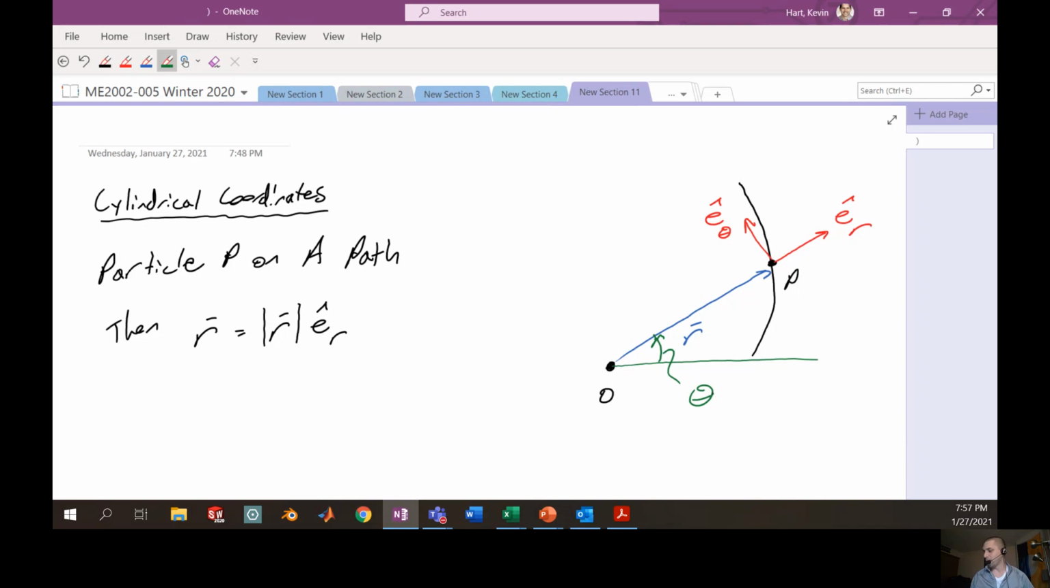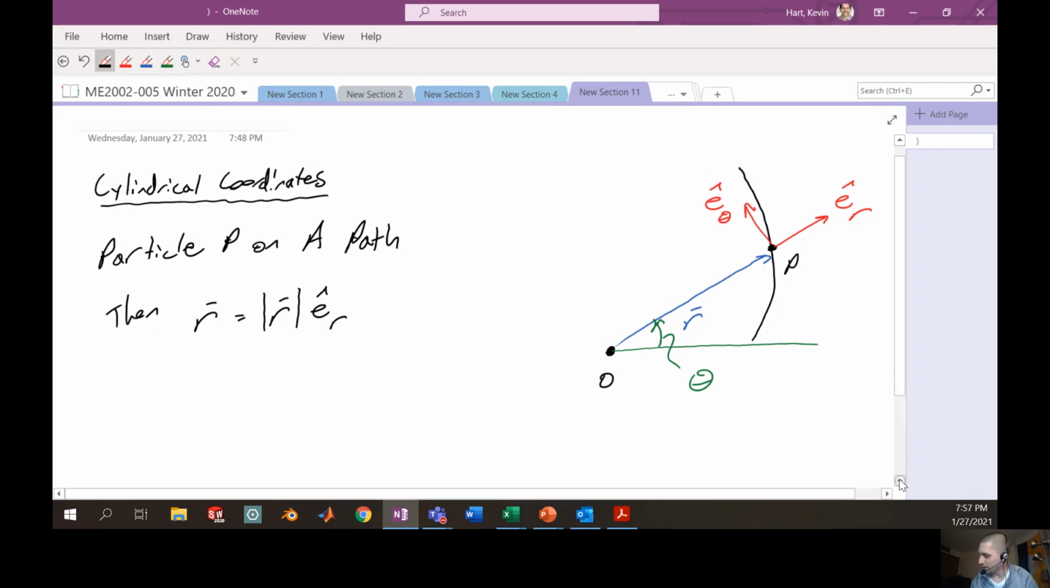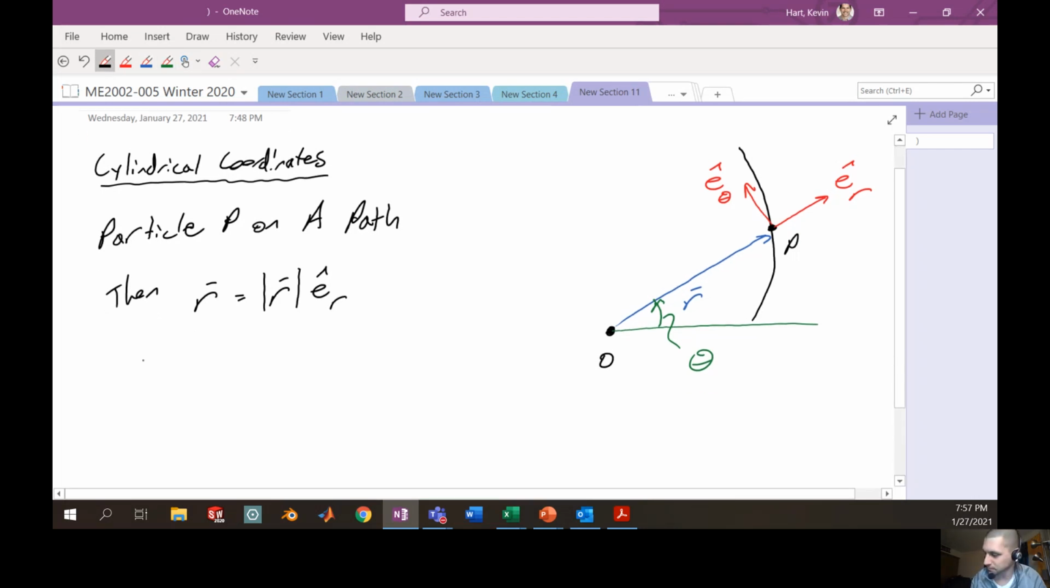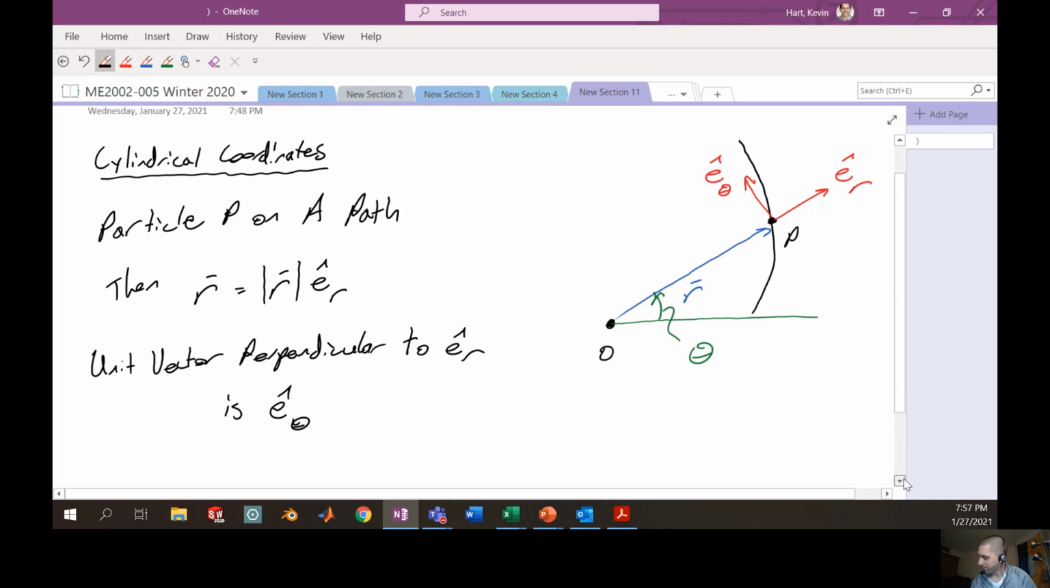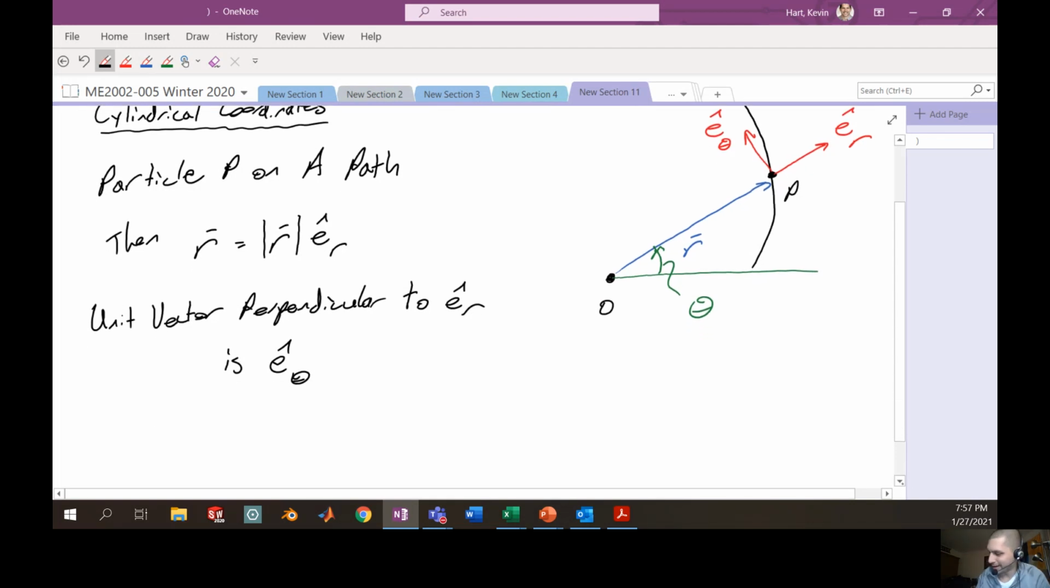Okay, so this has flavors of polar coordinates, and you have this e hat r and e hat theta now that are defining your full two-dimensional space. All right, so the unit vector perpendicular to e hat r is e hat theta. Okay. We would call these radial and transverse directions. I'll just refer to them as e hat r and e hat theta.